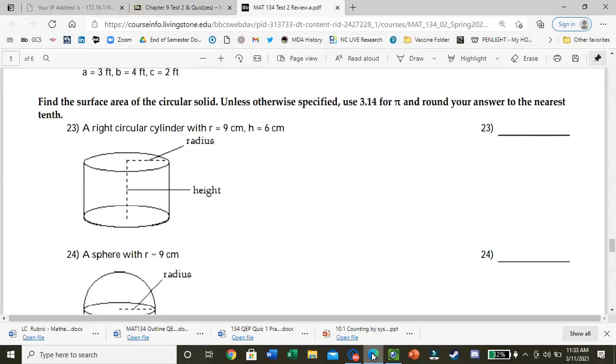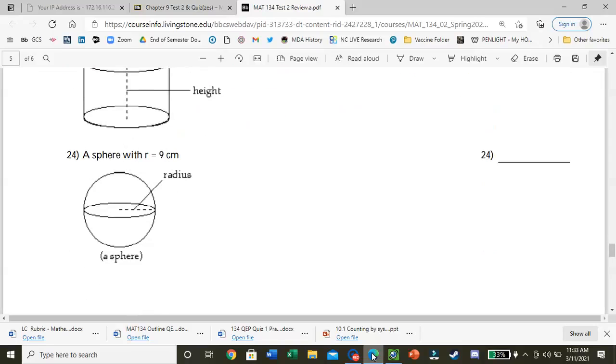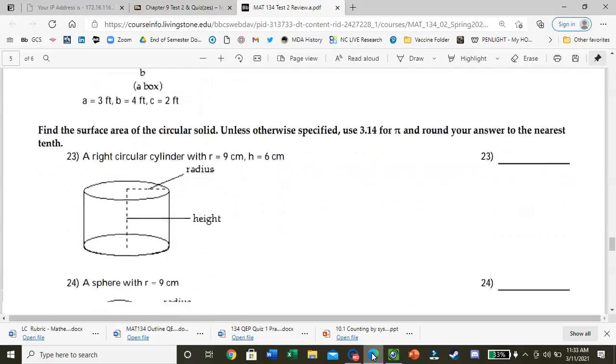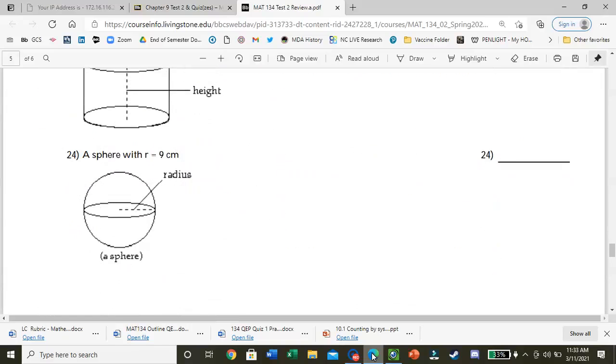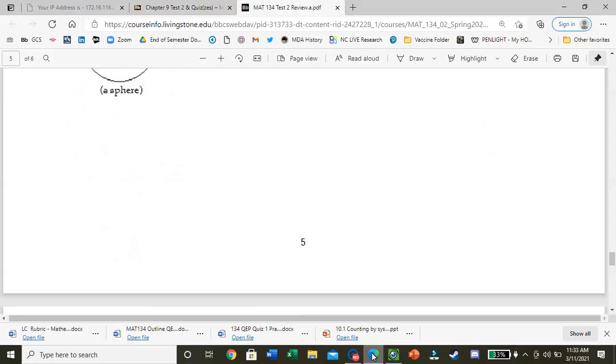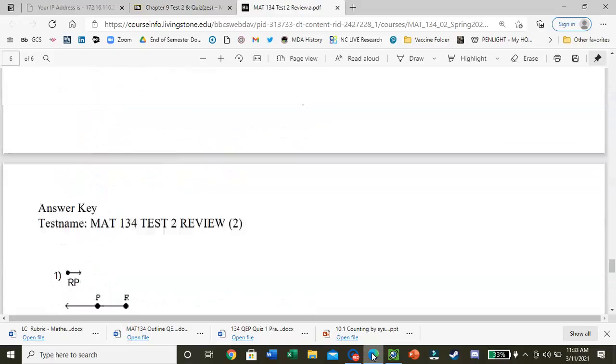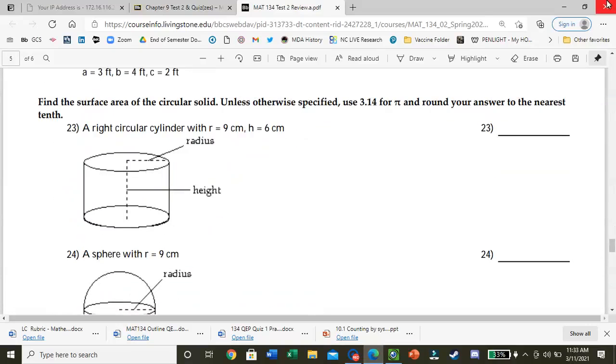Okay. Find the surface area of a cylinder. Circular solid, unless otherwise specified, 3.14. All right. So questions with that? We good there? Just gotta make sure you get the formula. Okay, sphere. Questions with 24. Questions at all? Yes.